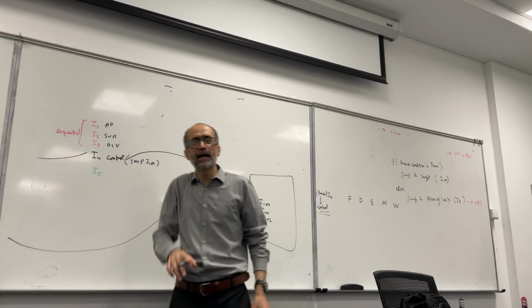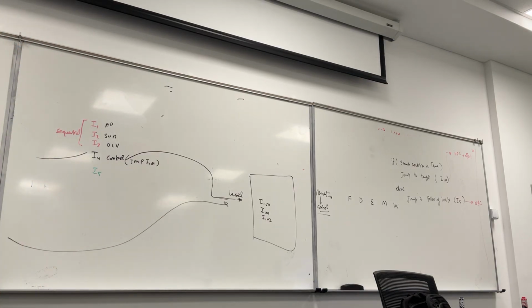So let's say it's a branch or control instruction. It's a branch instruction, so we need to first fetch it, then we need to decode it, and we execute it in memory and write back. So this is the flow of the control instruction.